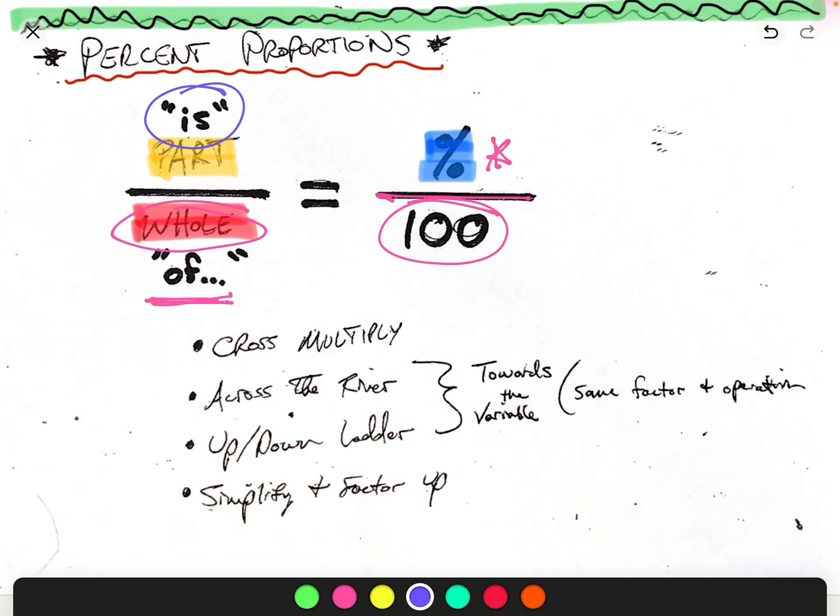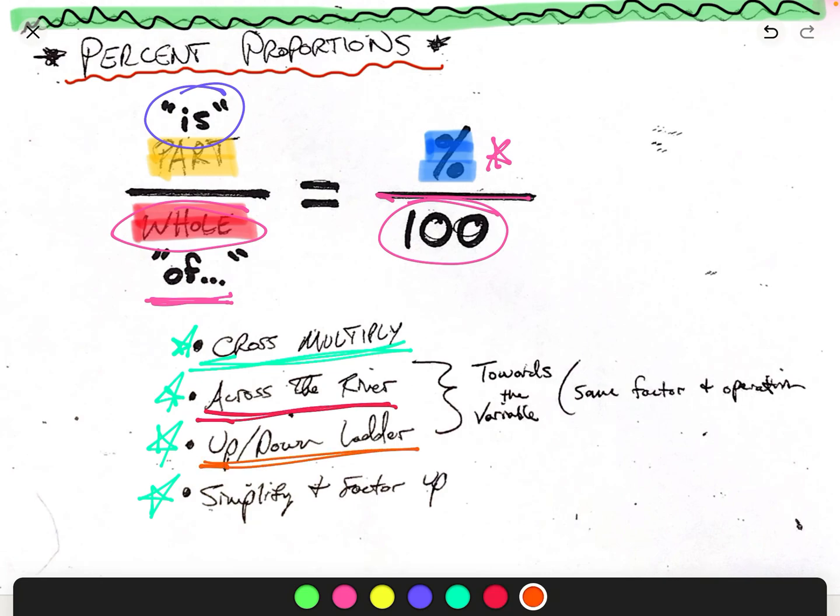All right. Now, once you go to solve, again, it's just like any other time we had a proportion. You can solve it with any strategy that you like. You can always cross multiply. That works 100% of the time. You can go across the river horizontally, or you could go up and down the ladder vertically, right? Anything you do to one side, you got to do the other. Anything you do to the bottom, you got to do the top. Remember to go to your variable with the same operation and the same factor. You got to have both parts to be able to get your answer correct.